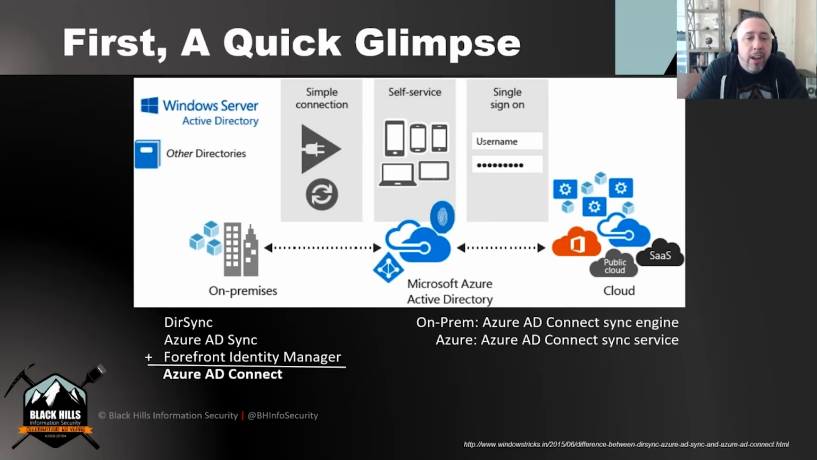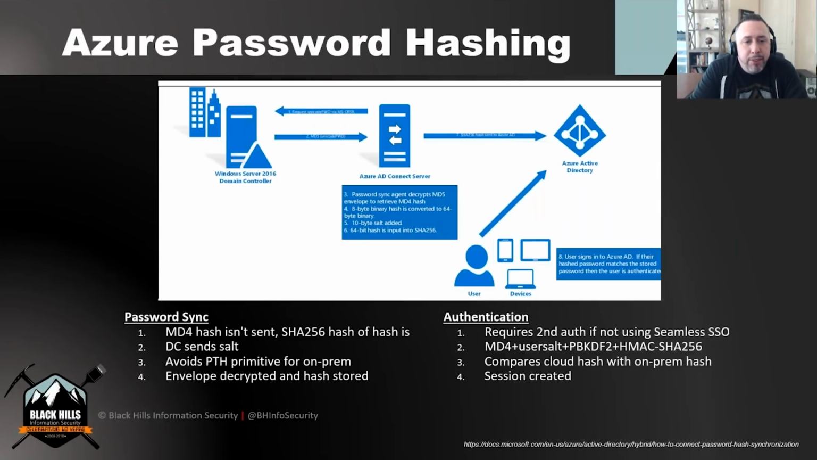If you want to go to the next slide. So this happens in a kind of cool way. The first thing that happens is there's a traditional MD4 hash on the on-prem server within Active Directory. They generate a SHA-256 hash of that hash, obviously to avoid the historical pass-the-hash problems that they've had within on-prem environments. The domain controller is going to add a salt to that, and it's going to send the salt and the hash of the hash to Azure. It's going to use some sort of envelope, and then Azure is going to get it, decrypt it and store that password hash in Azure.